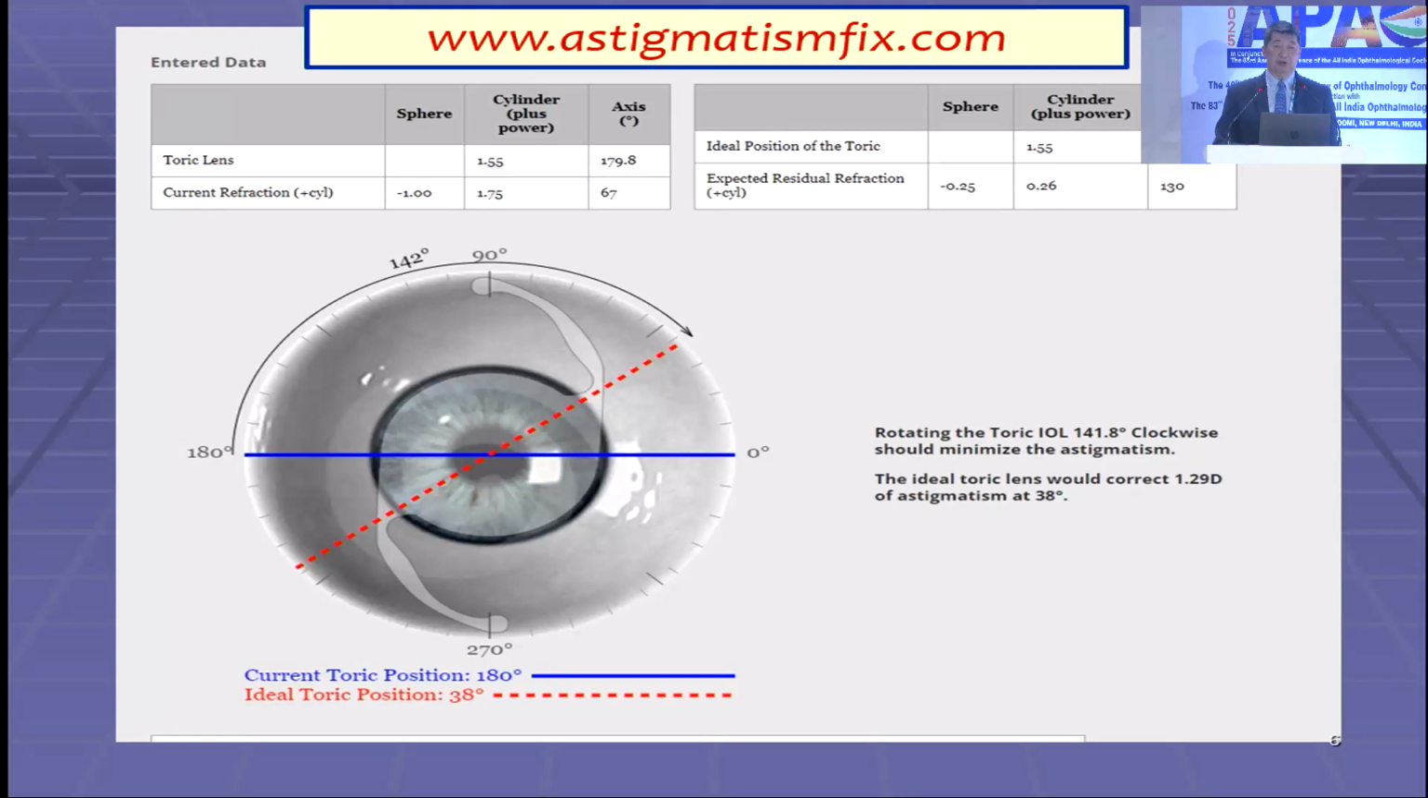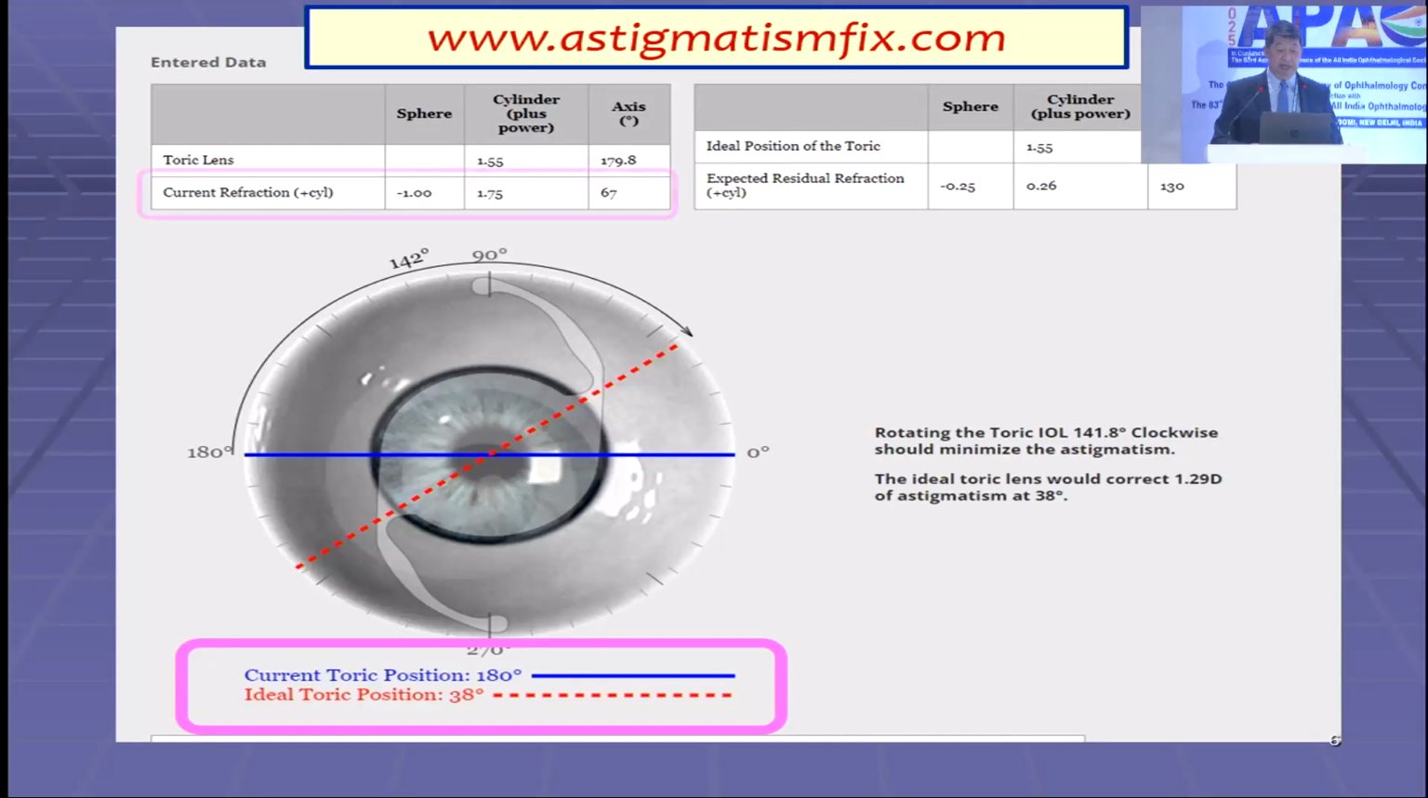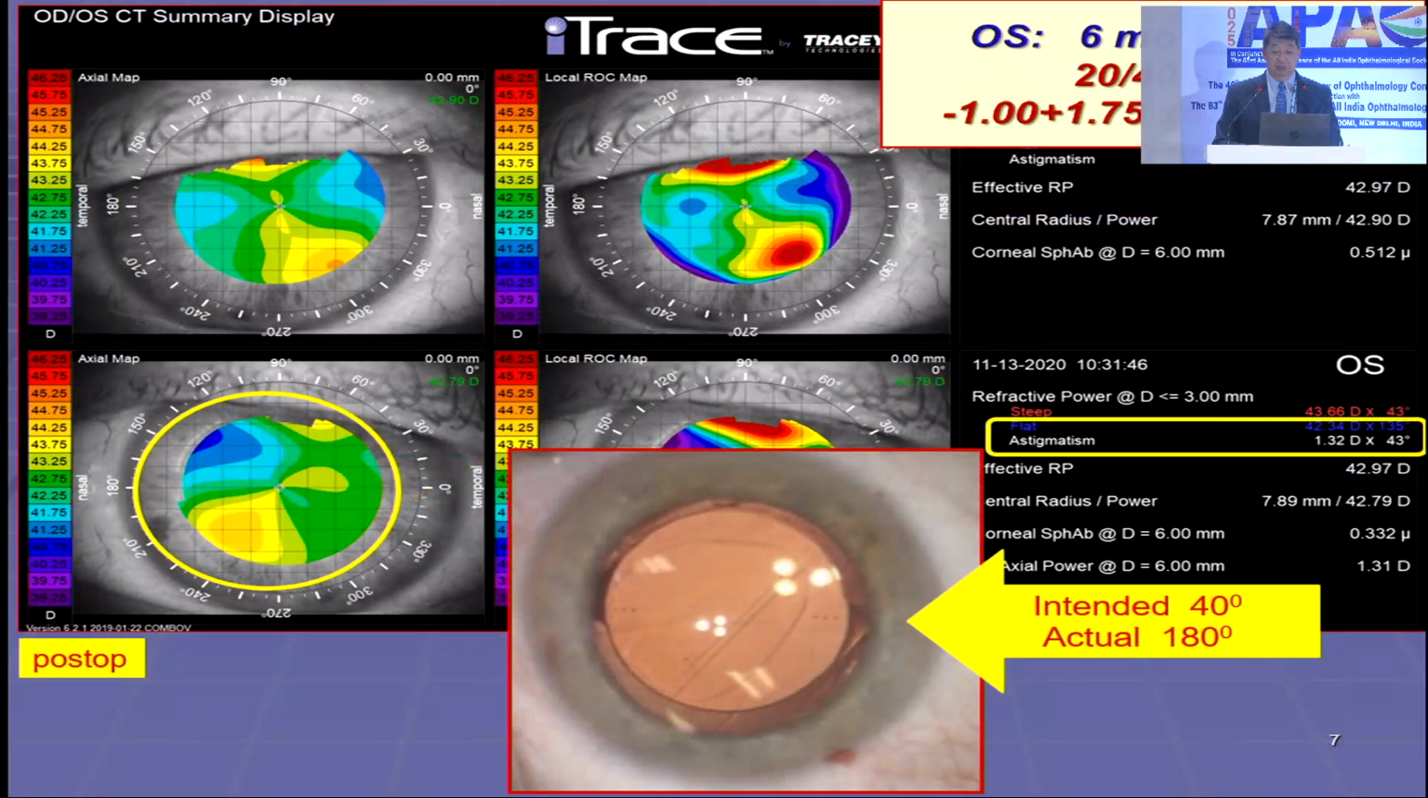So of course you can go, this is one of the online calculators, and what's nice is that because you input the post-op refraction, it tells you where the lens should have been, and it matches up with that 40-degree axis. But look, it also tells you that if you rotated it, this would be your refraction afterwards. So that's really one of the great benefits. So I guess I'm going to ask the audience, how many people would actually suggest rotating this lens, after 6 months? That's the question.